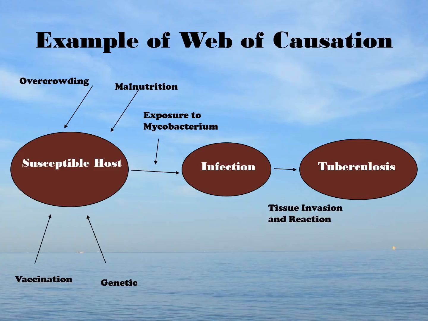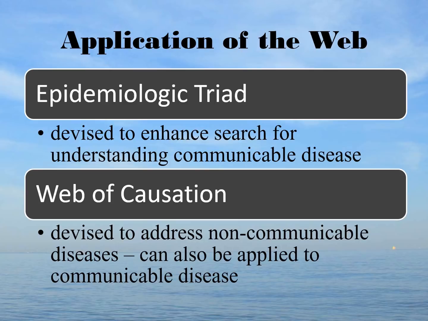Another example of web of causation would be tuberculosis. So your host, which would be susceptible because of overcrowding, malnutrition, etc., genetic, may be counteracted by vaccination. Then you get exposed to the mycobacterium. Then you would have your infection. You have your tuberculosis, eventually your disease, and tissue would be invaded and would react to the body.